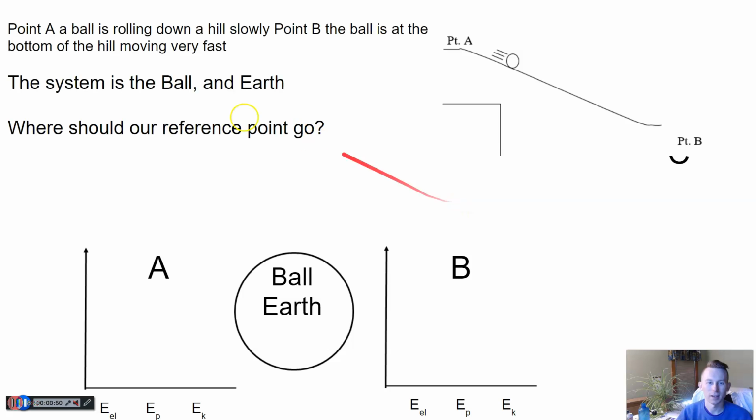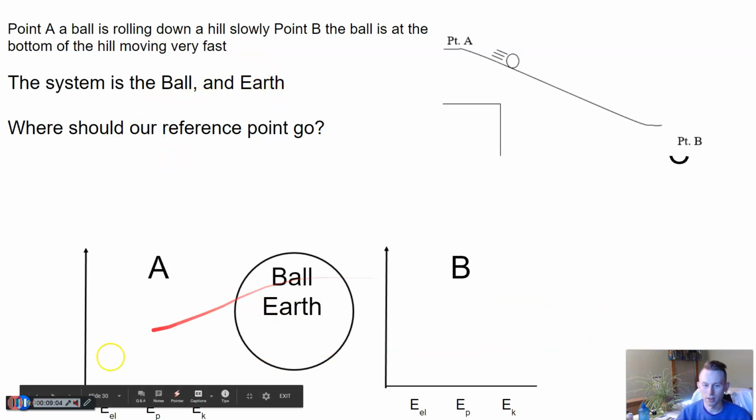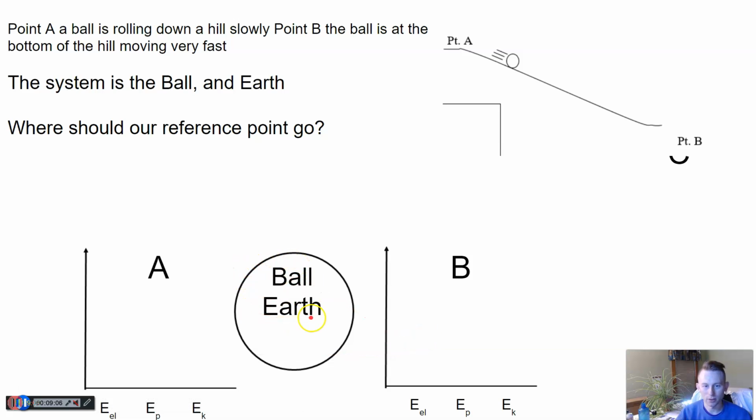Well, here I have this here. So point A, a ball is rolling down a hill slowly. Then point B, the ball is at the bottom of the hill moving very fast. The system is the ball and the earth. Now, again, you want to draw your LOL diagram, and we're going to put the ball and earth in our system.